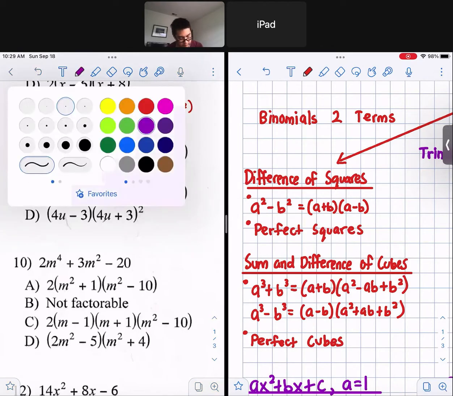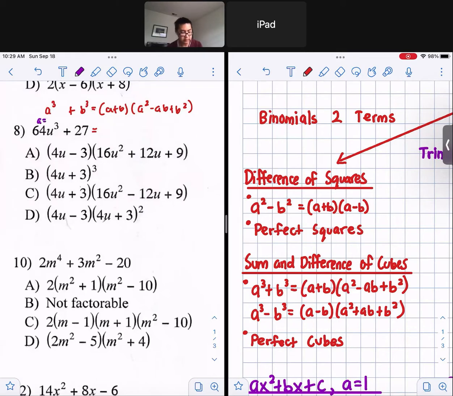So, what's our A? Well, our A is going to be, what is that thing times itself 3 times over is 64u to the third. And that's 4u. And what times itself 3 times over is 27? That's 3. 4u times 4u times 4u is 64u to the third. 3 times 3 times 3 is 27. So we got our A. We got our B. So now just plug it in into the formula.